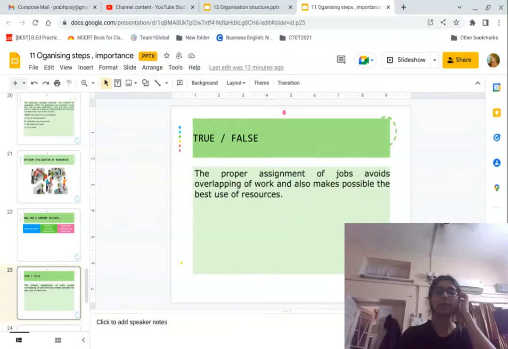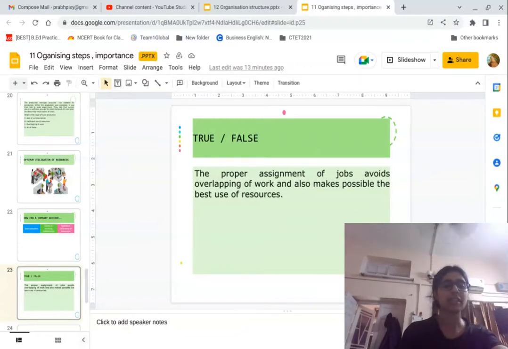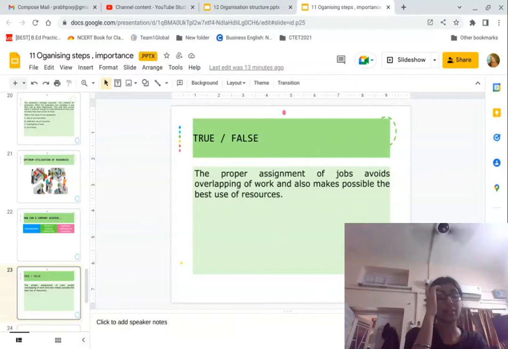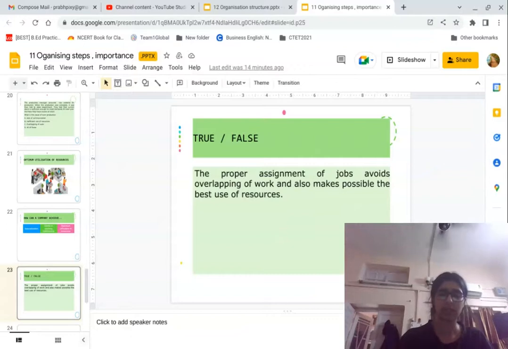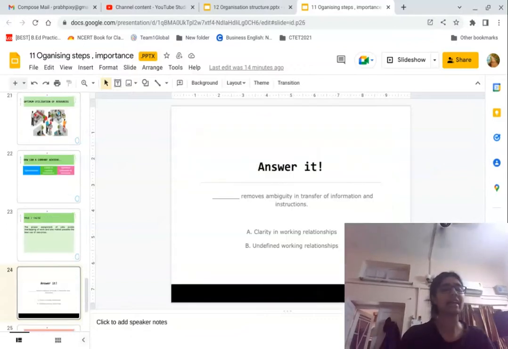Okay, yes, class. The assignment of jobs avoids overlapping of work and also makes possible the best use of resources. Is this statement true? When you have assigned your jobs properly, you have divided the work, right? There are teams, departments. So what will happen? Yes, there will be no overlapping of work because every person is not doing the same thing again and again. Only one person is doing it, who has been assigned.